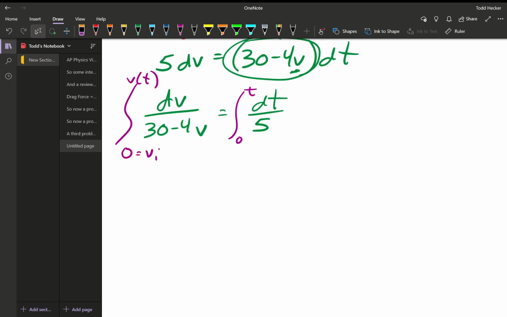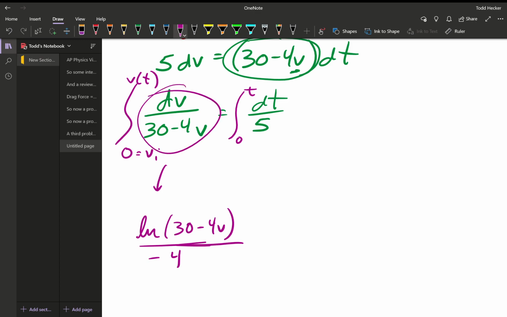Once again we have to use a logarithm, because the 30 minus 4v is in the denominator of the fraction with no exponent. So this becomes the natural log of 30 minus 4v. But if I take the derivative of that, I end up multiplying by the derivative of the inside, which is negative 4, so I have to divide by negative 4. Then I evaluate that at 0 and v of t, and this side of the equation is just t over 5.